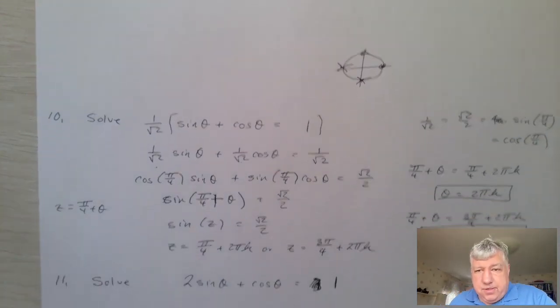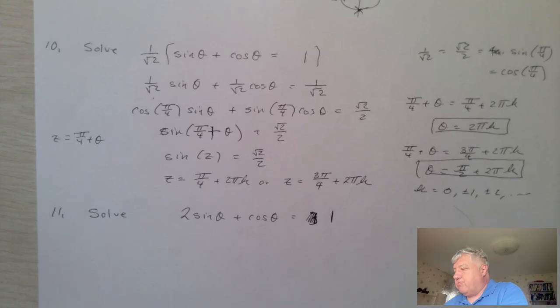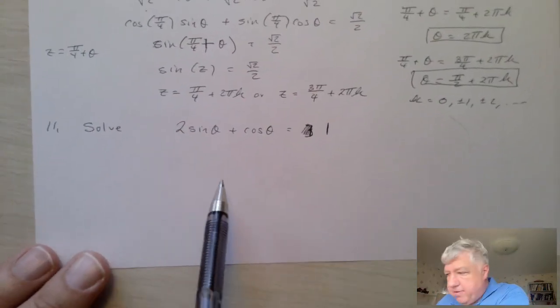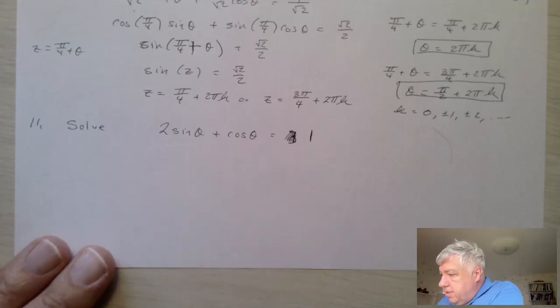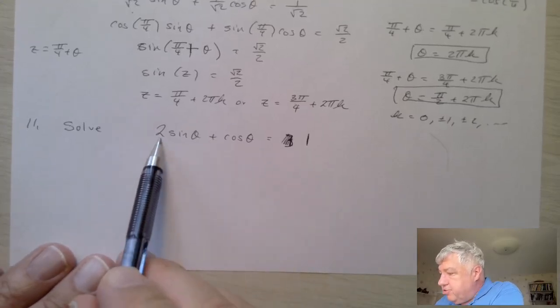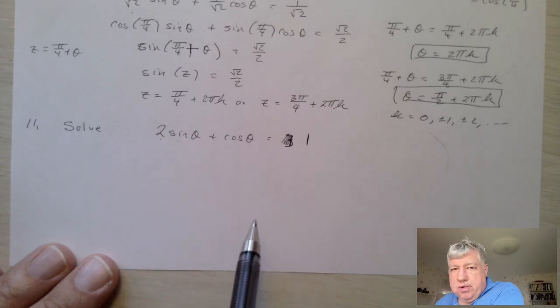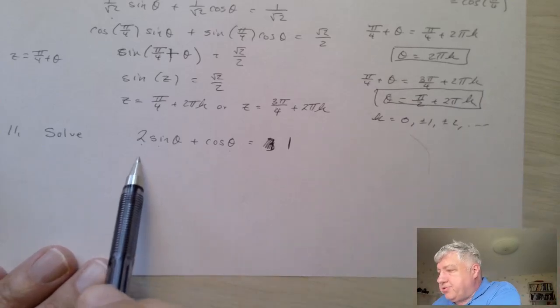Okay. So with this involved, let's try to do the last one, where we have a little bit. This is going to be a little bit different, and yet a little bit the same. So here we have 2 times sine plus 1 times cosine is equal to 1. What we're going to do is, instead of dividing by 2, we're going to divide.